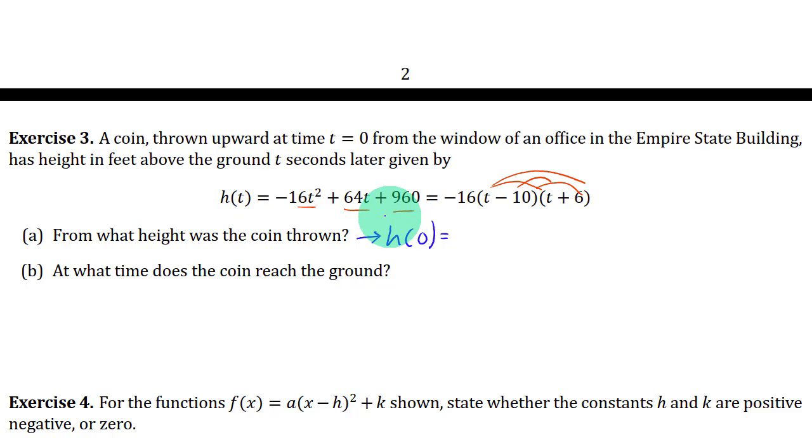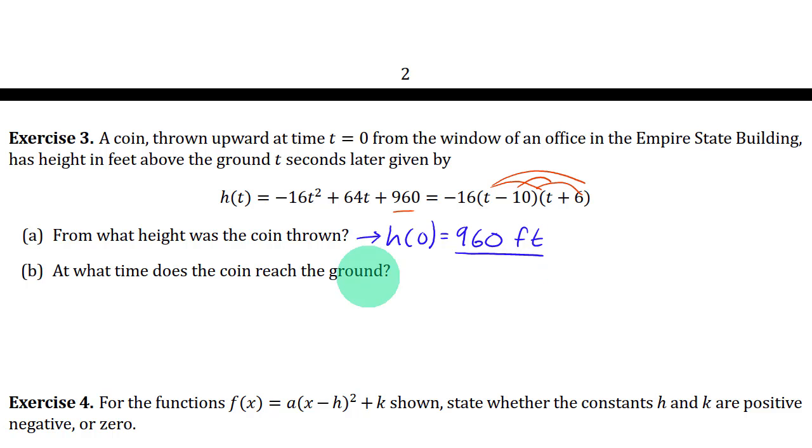With the first one here, if you plug in t equals 0, you know that 16 times 0 squared is 0. 64 times 0 is 0. You're just going to get 0 plus 0 plus 960. So that's just 960 feet when it was thrown.